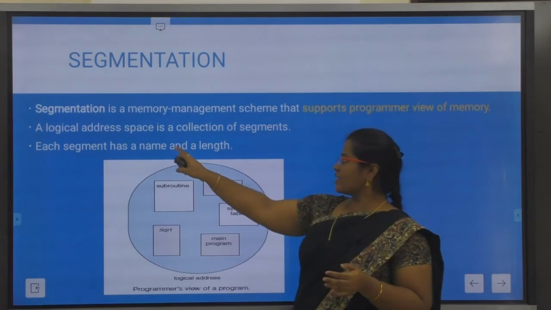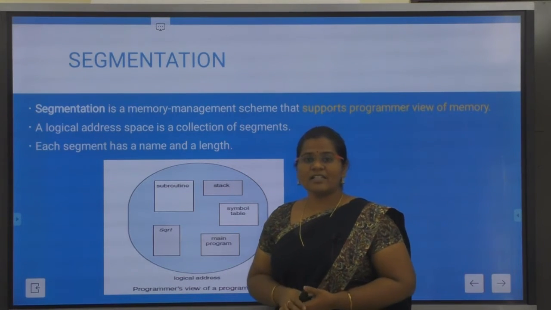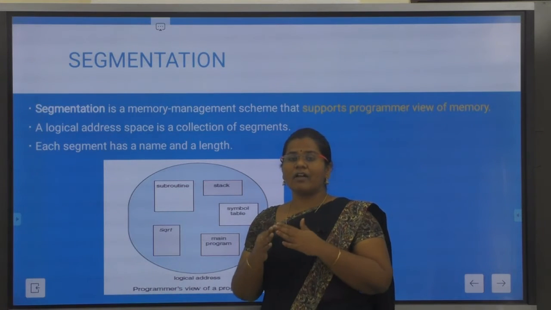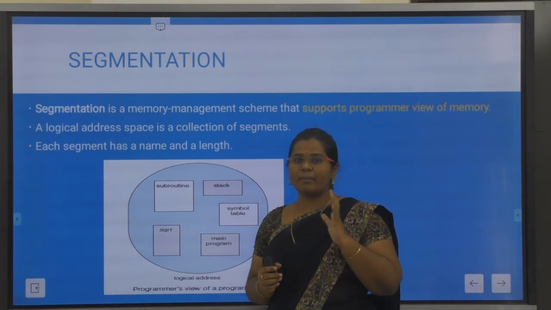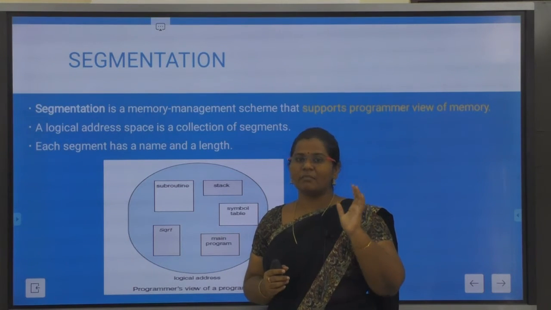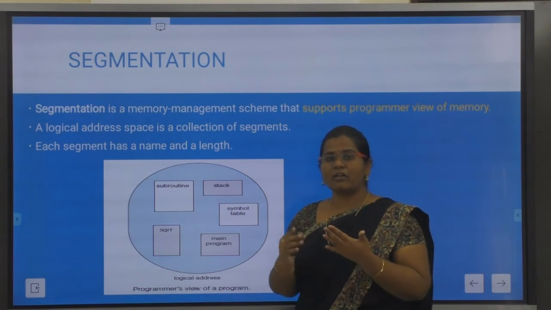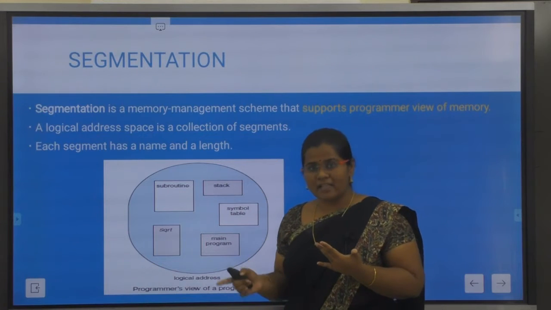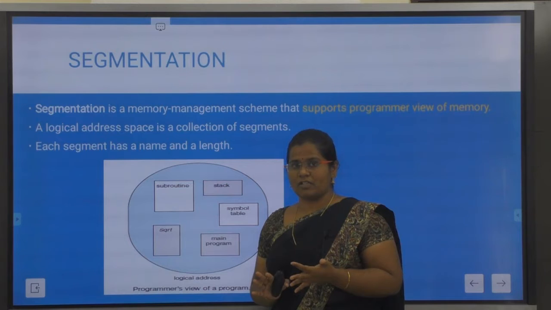So a logical address space is a collection of segments. What is a logical address? Generally, for each and every byte of data in main memory you will have one memory address. All the addresses of your main memory are called physical addresses, whereas the address generated by the CPU in order to execute an instruction is known as a logical address.